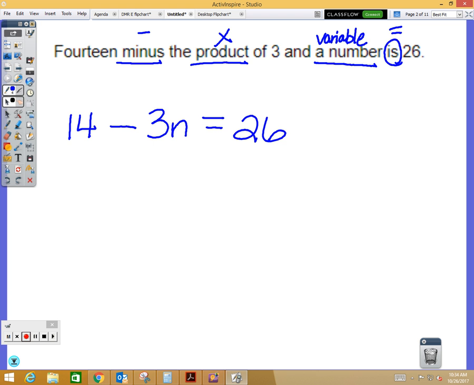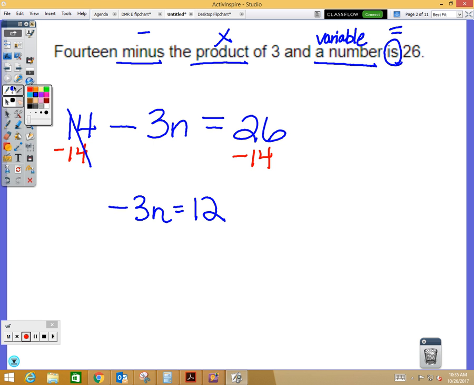And now I'm going to solve it. So what should my first step be in solving? Minus 14. Alright, so our 14s are gone. I'm left with minus 3n. What's 26 minus 14? Positive 12. 26 minus 14 is 12. Okay. And now what's your last step? Divide by negative 3. That's going to get rid of our negative 3, leaving me with the final answer of n equals negative 4.